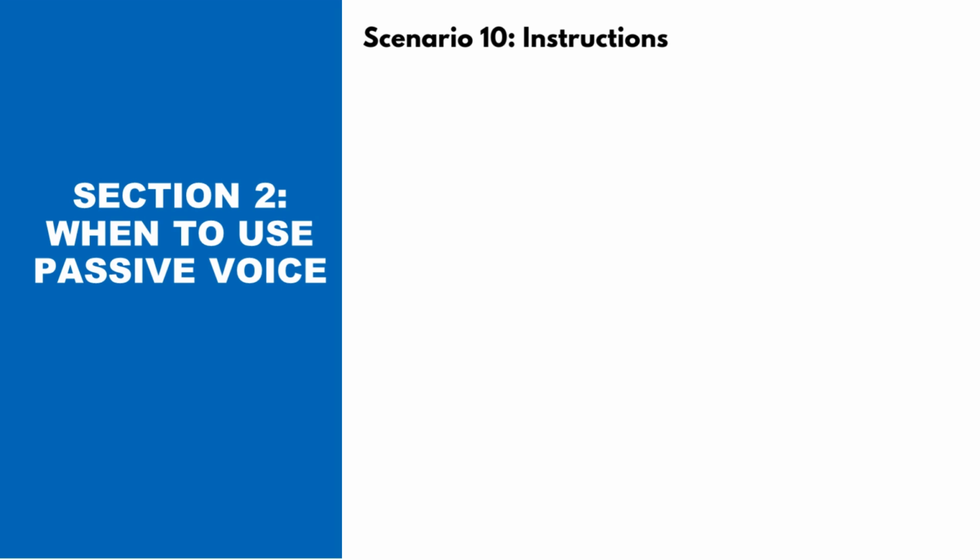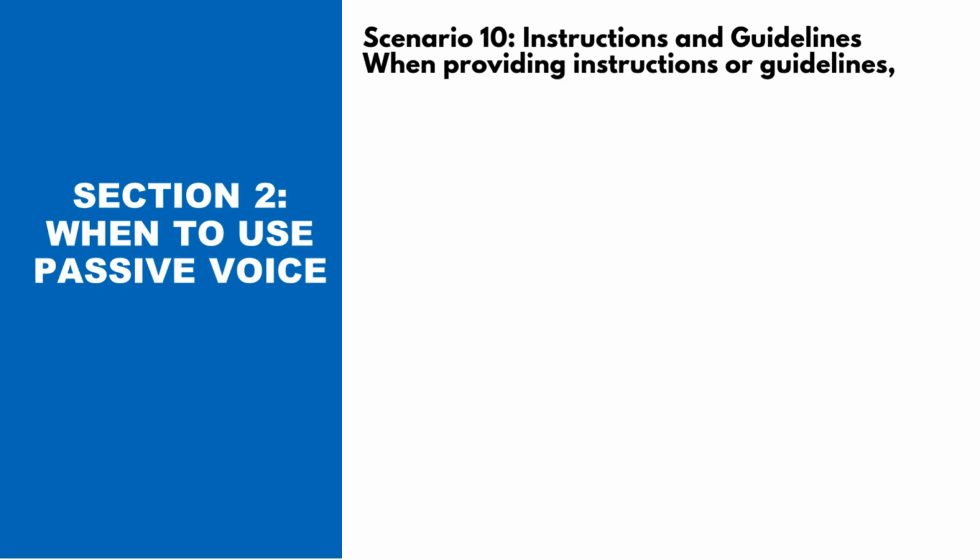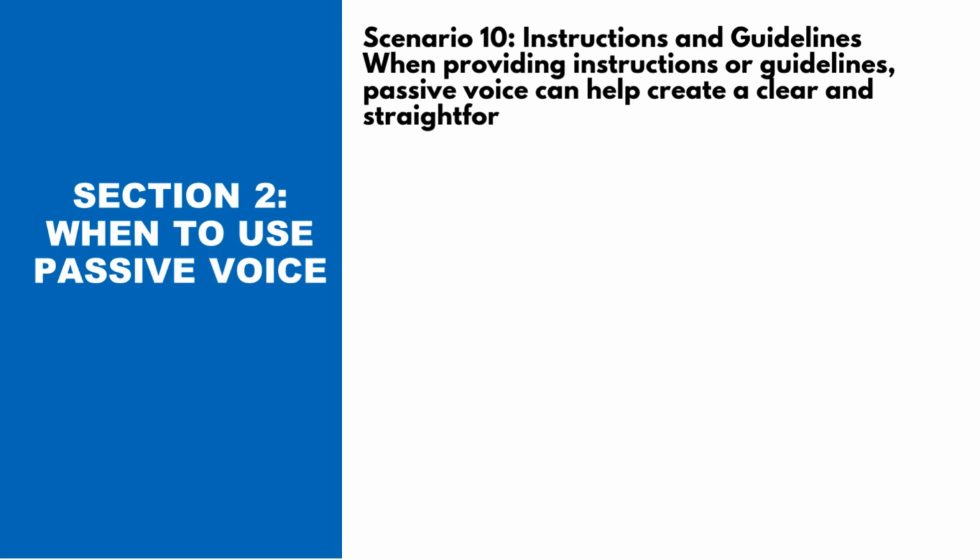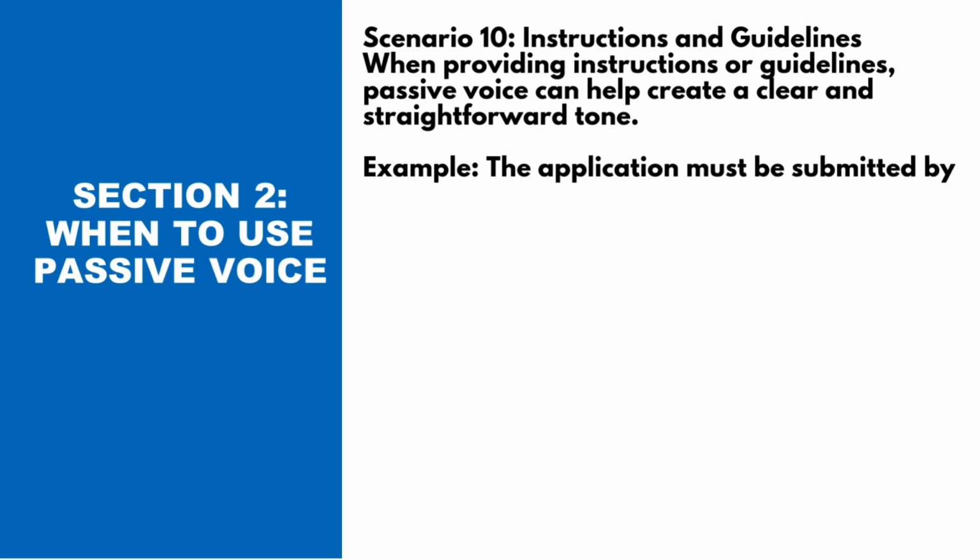Scenario 10. Instructions and guidelines. When providing instructions or guidelines, passive voice can help create a clear and straightforward tone. For example, the application must be submitted by the deadline. This emphasizes the action required rather than who should do it.